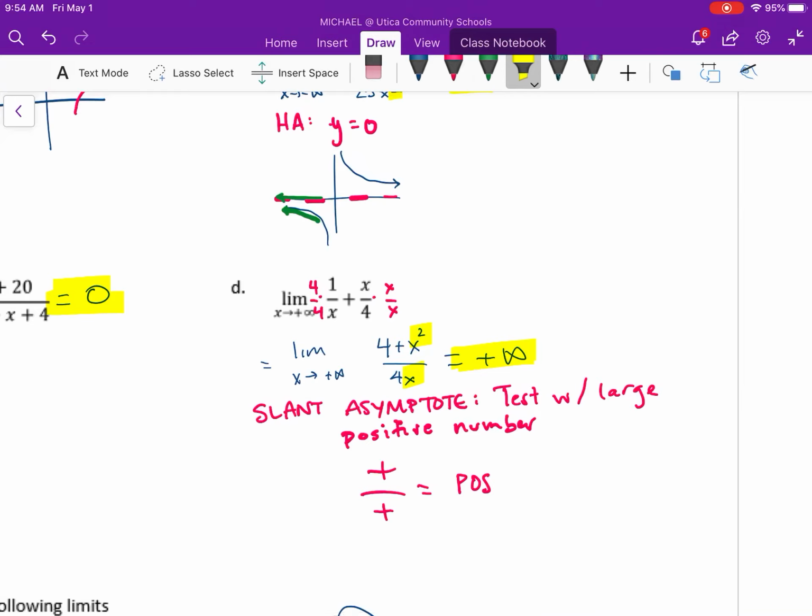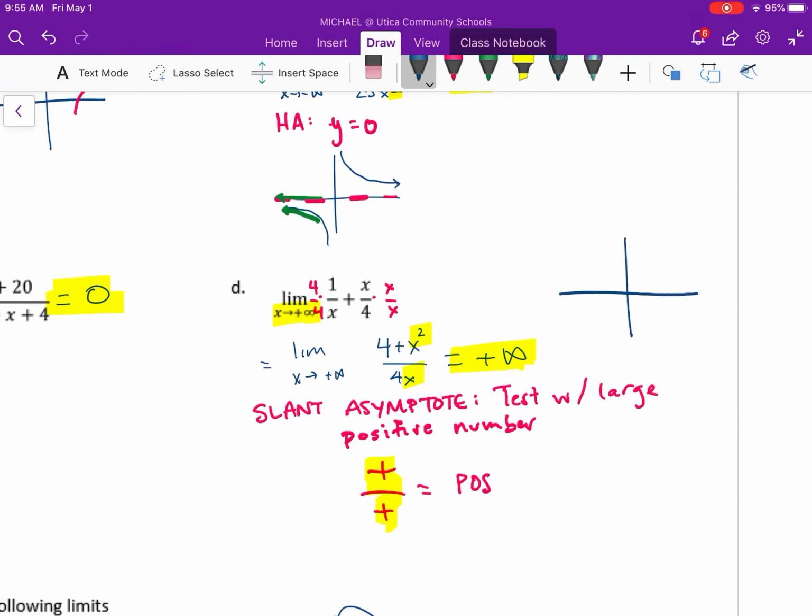Example D, when we simplify this to a rational function, we end up with an x squared on top and an x on bottom, which would be a slant asymptote. So what we need to do is test a large positive value because we're going towards positive infinity. We're going to test with a large positive value, and a 4 plus something squared is positive, and 4 times something positive is still positive. That's how I got positive over positive. So my answer is positive infinity.